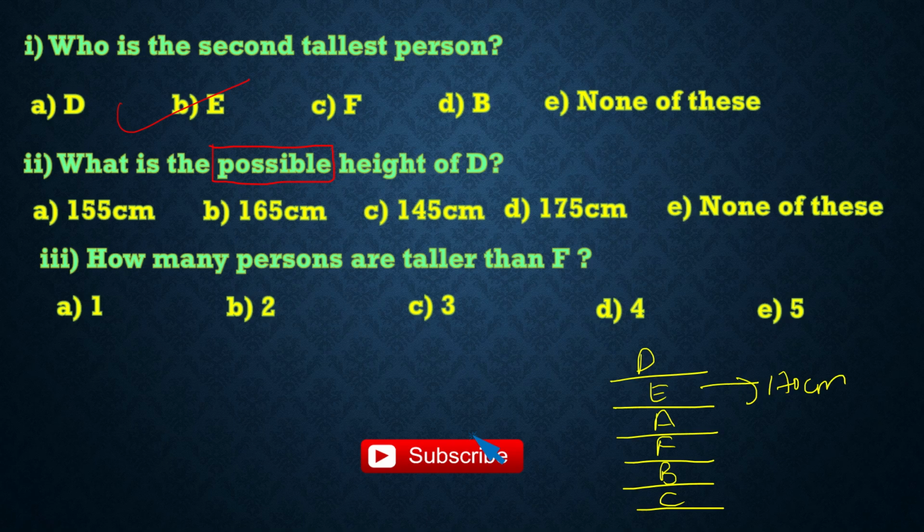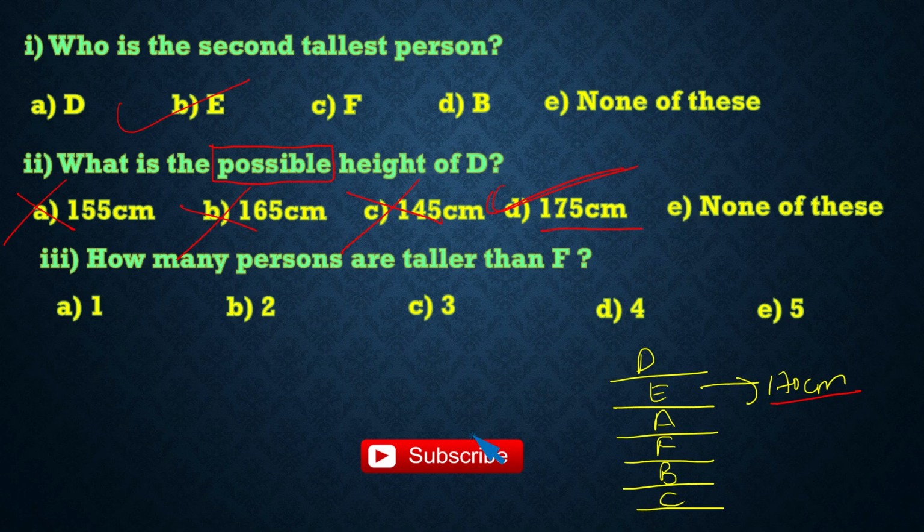How can we tell? Because they have said that the second tallest person has the height of 170 centimeter. D is the tallest among all of those, so the height should be more than 170. So 155 is cancelled. 165 is also smaller than 170, so it is eliminated. 145 is also eliminated. 175 centimeter is the correct one because it is greater than 170 centimeter. So the correct option is D.